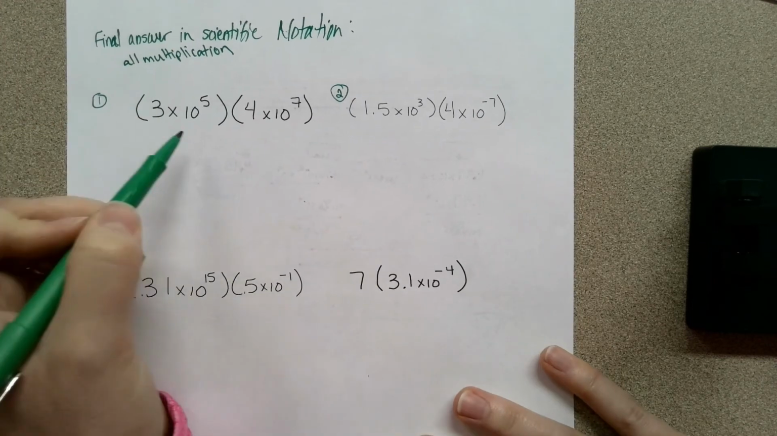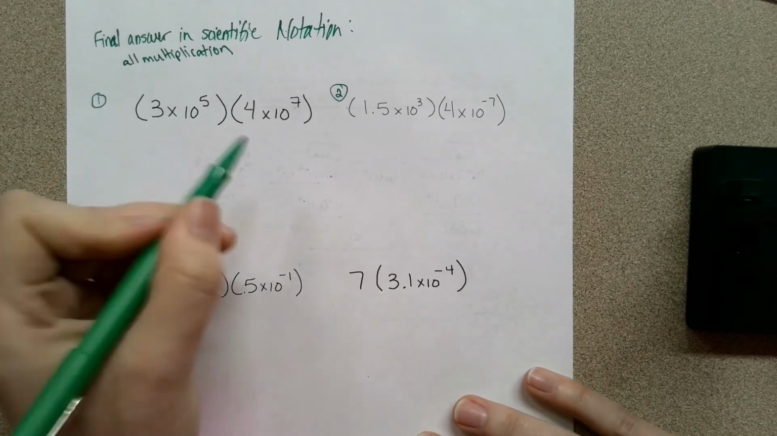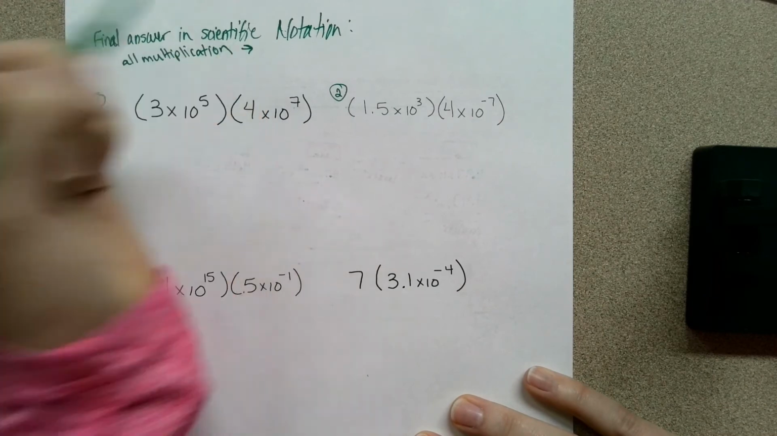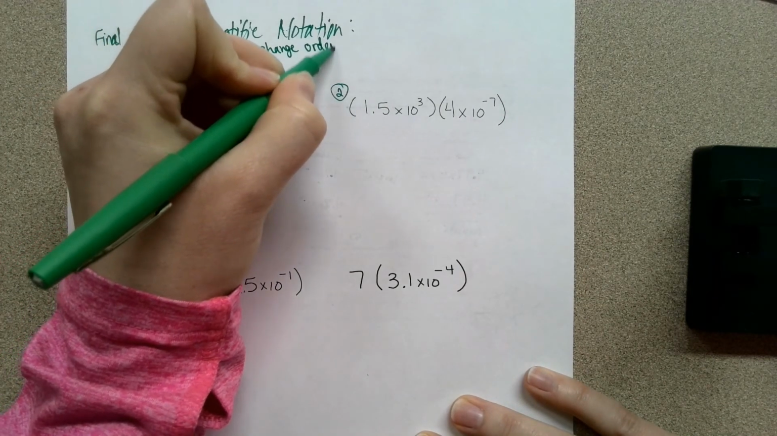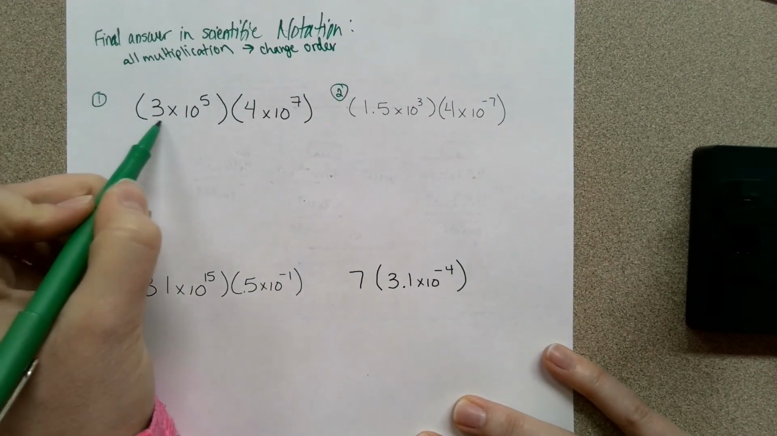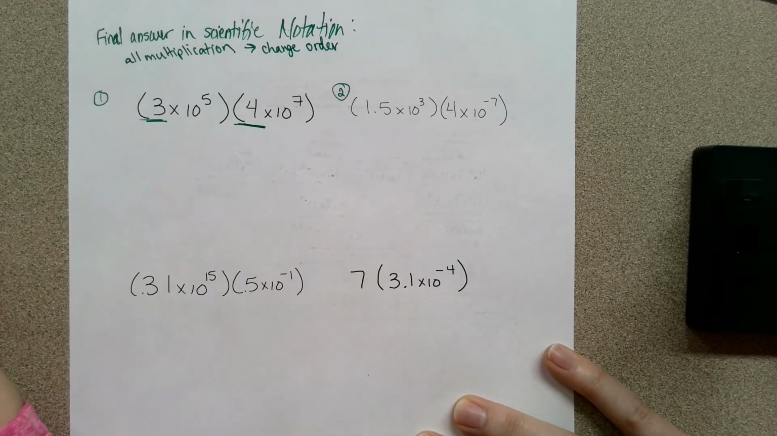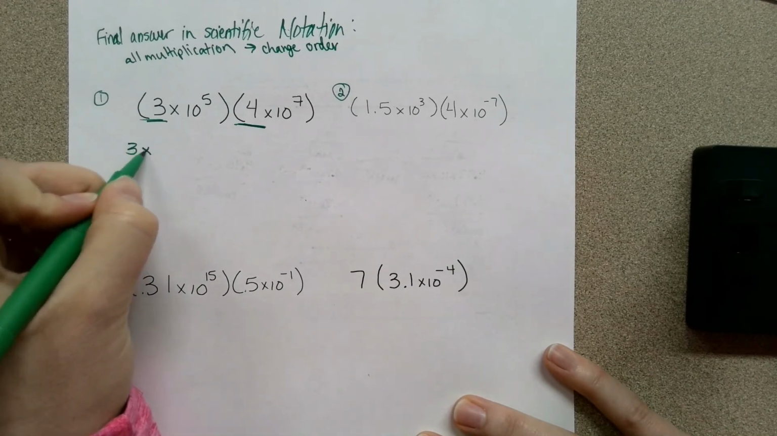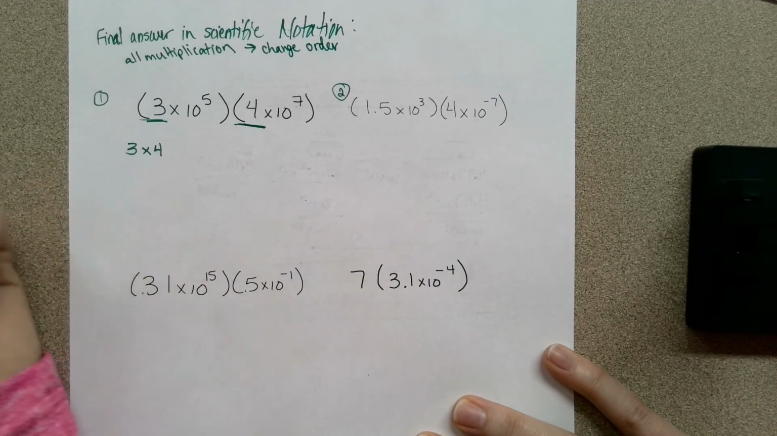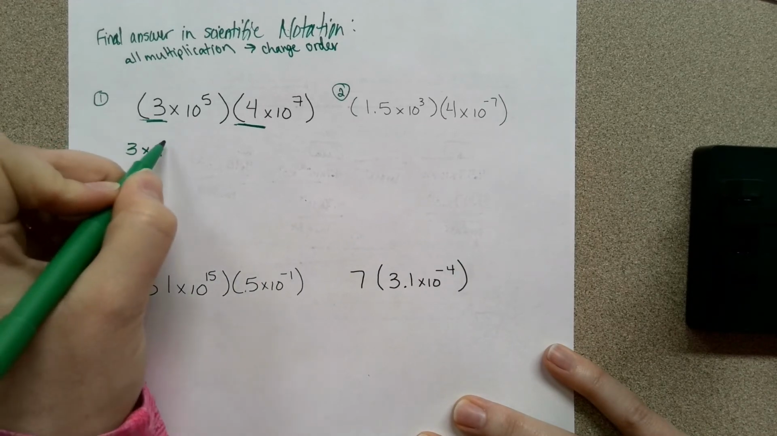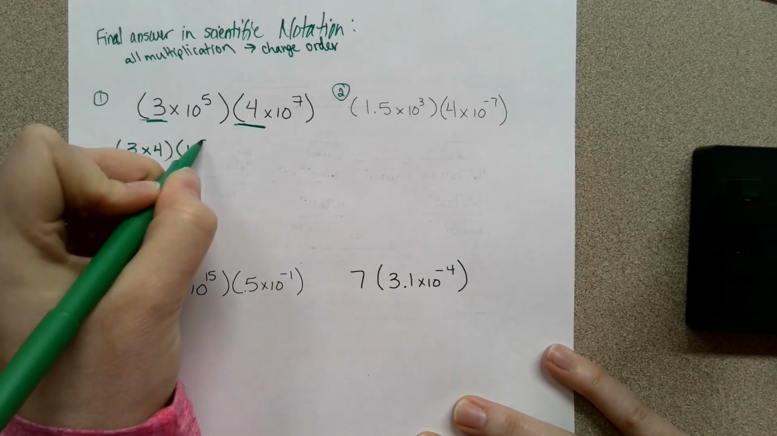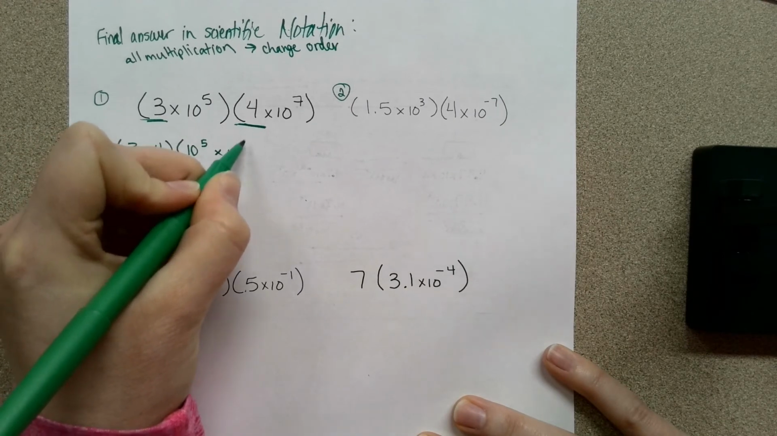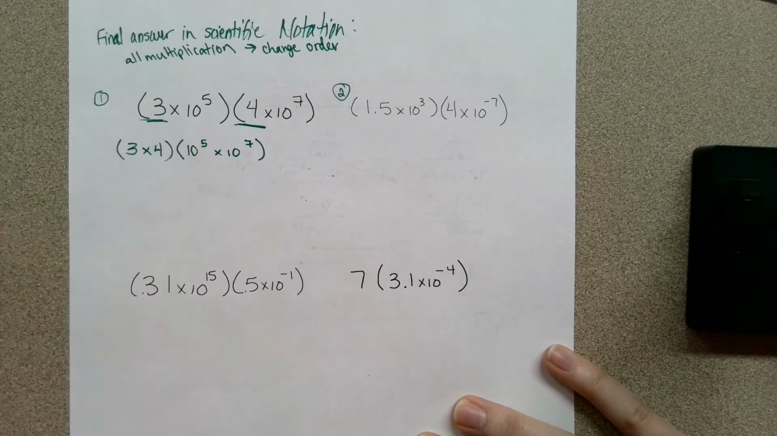So what that means is we can use our commutative property to change the order of what we're multiplying to make it a little bit easier. So what we're really going to do is put the 3 times the 4 next to each other, because they're just our simple lonely numbers, 3 times 4. And then we're also going to have that times 10 to the 5th times 10 to the 7th. They're similar, so we put them together as well.